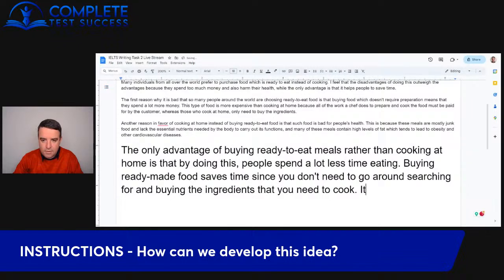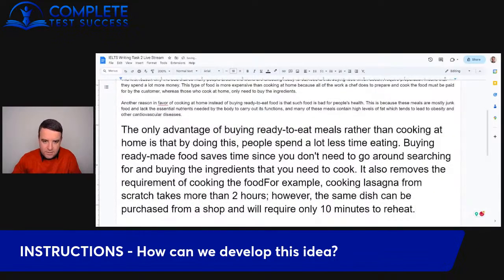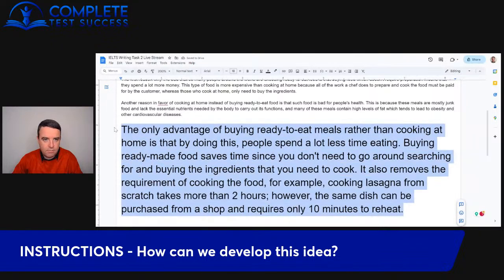Buying ready-made food saves time. It also removes the requirement of cooking food. And then we have Dimitri's. For example, cooking lasagna from scratch takes more than 2 hours. However, the same dish can be purchased from a shop and requires only 10 minutes to reheat. Nice. I like that reheat bit.